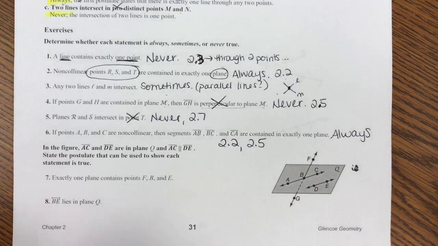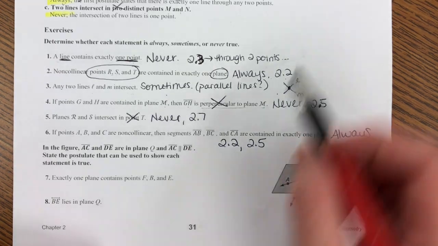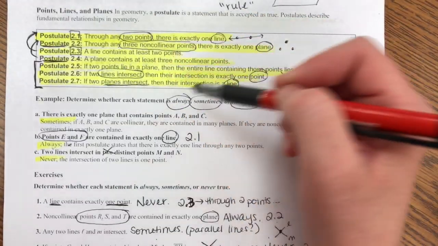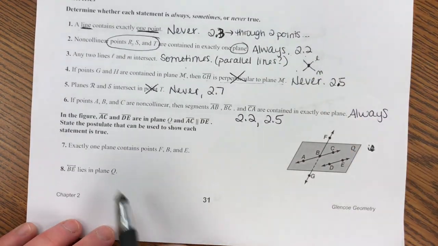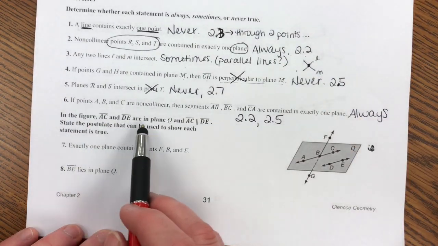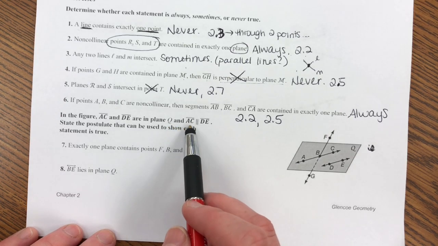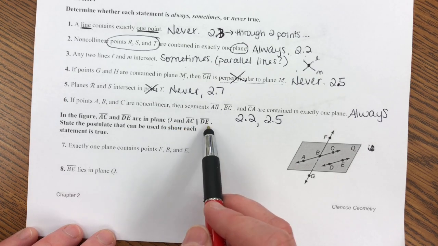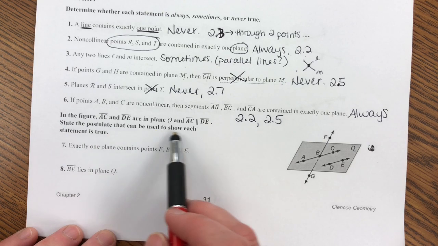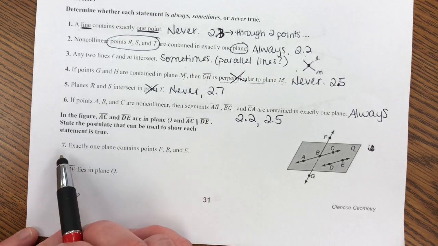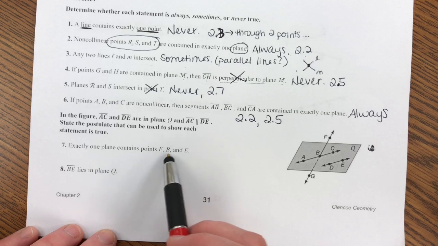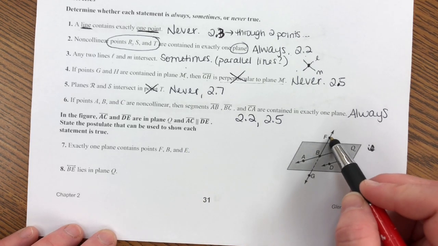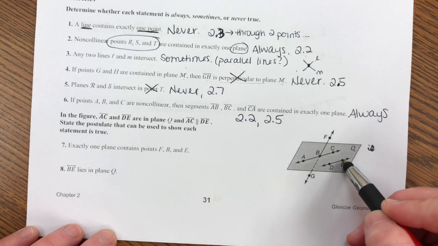So hopefully that kind of makes sense how we're using the rules to prove these things true. We are eventually going to use these rules in proofs, but right now we just want you to get familiar with them. In the figure, AC and DE are in plane Q, and AC is parallel to DE. State the postulate that can be used to show each statement is true. 7. Exactly one plane contains points F, B, and E. Here's point F, here's point B, here's point E.